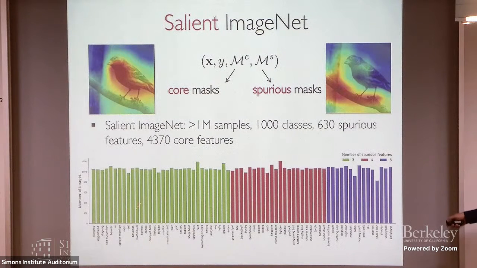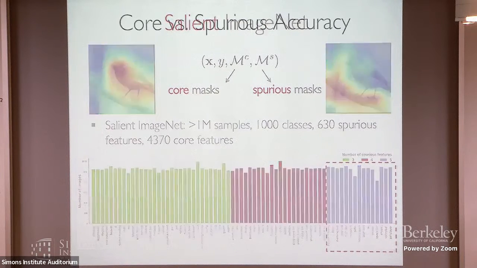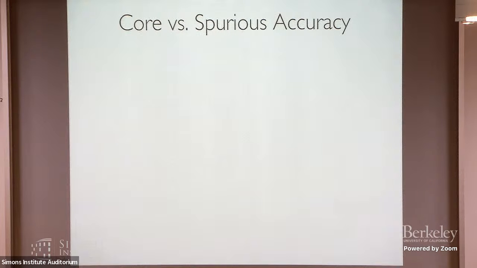And this shows the number of images with at least 3 spurious features. And for some classes like seatbelt, the top 5 features that we have, all of them are spurious. So these are extremely difficult classes. So using this, we can repeat the noise analysis.